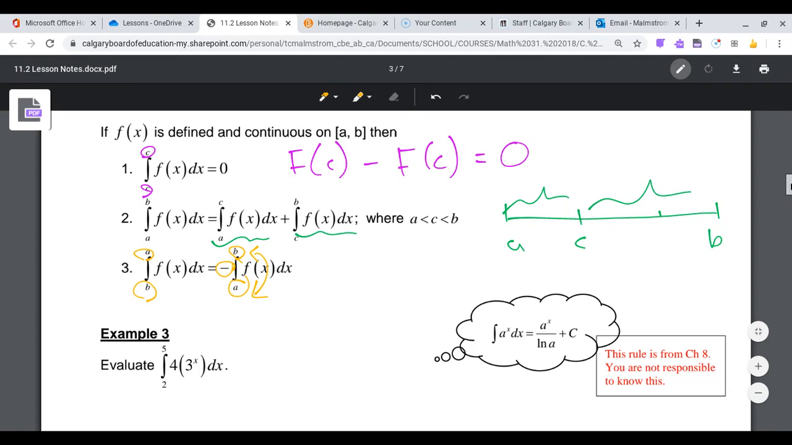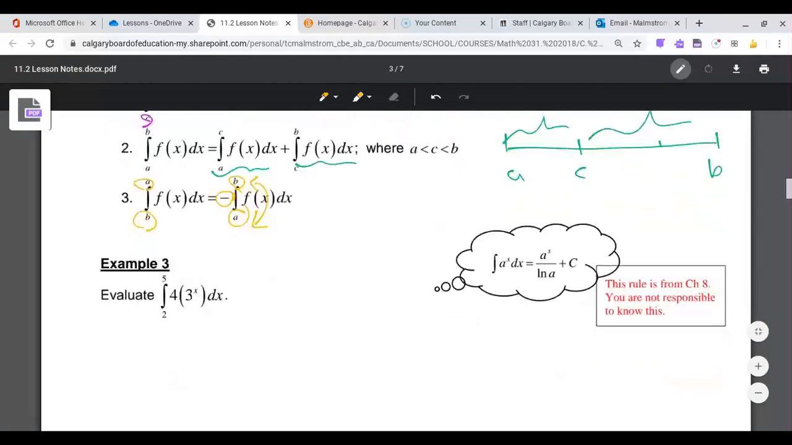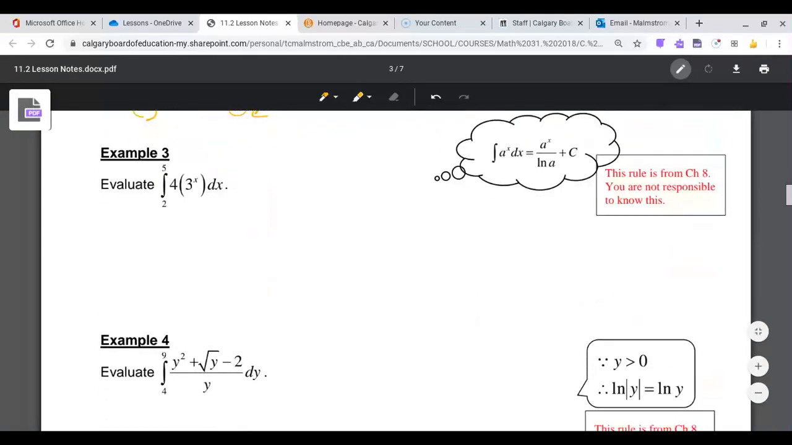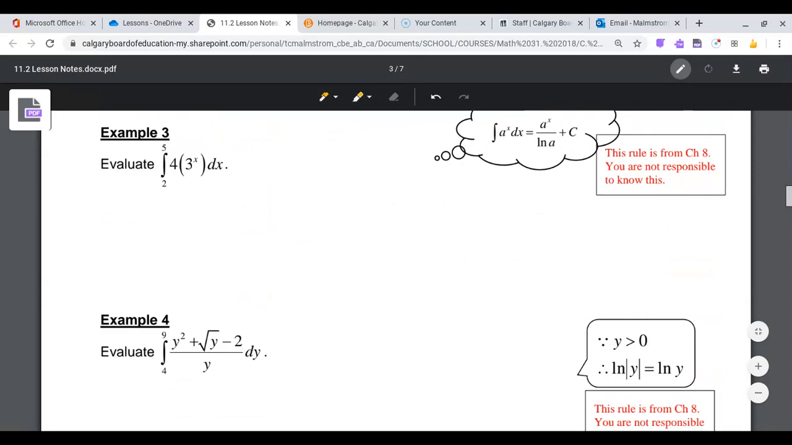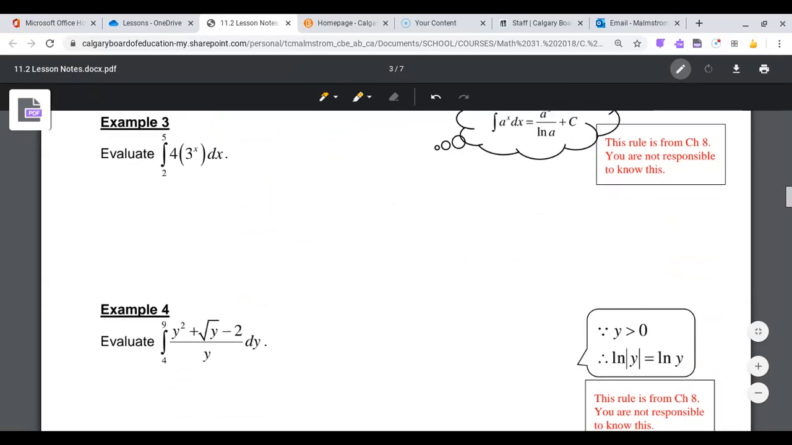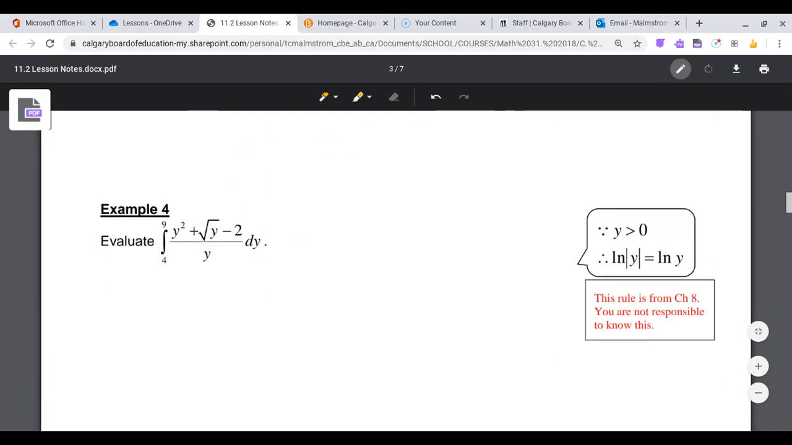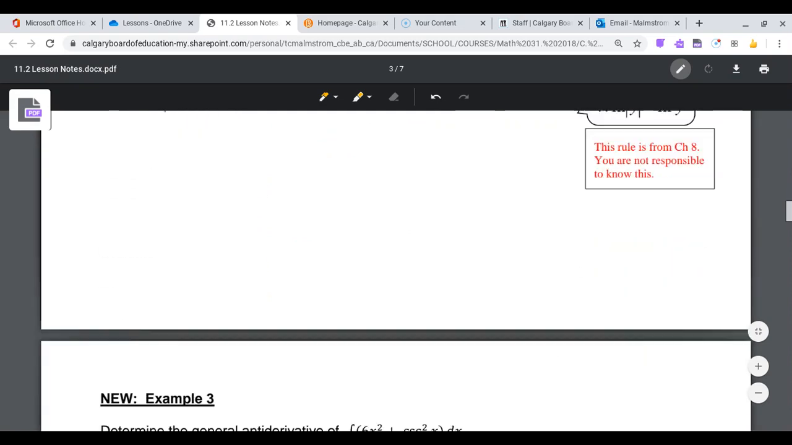Okay, so example 3 comes from chapter 8. It's an exponential question. And I'll do this one at the end of the lesson for those people who are interested. Okay, and then the example 4 is similar. It also has a logarithm rule that we would have to use in our antiderivative. So I will look at this one at the end of the video in case anyone is interested.